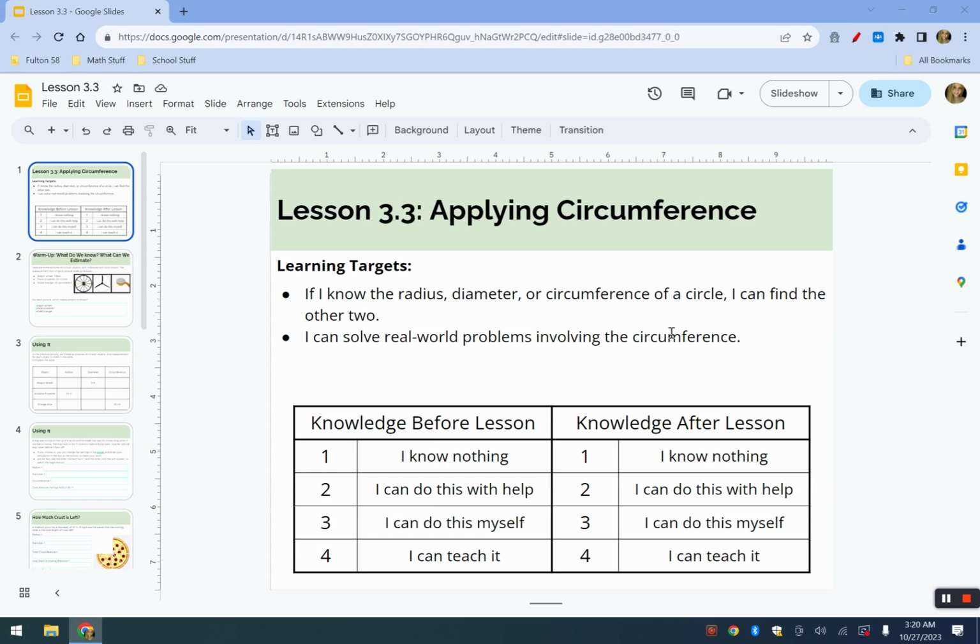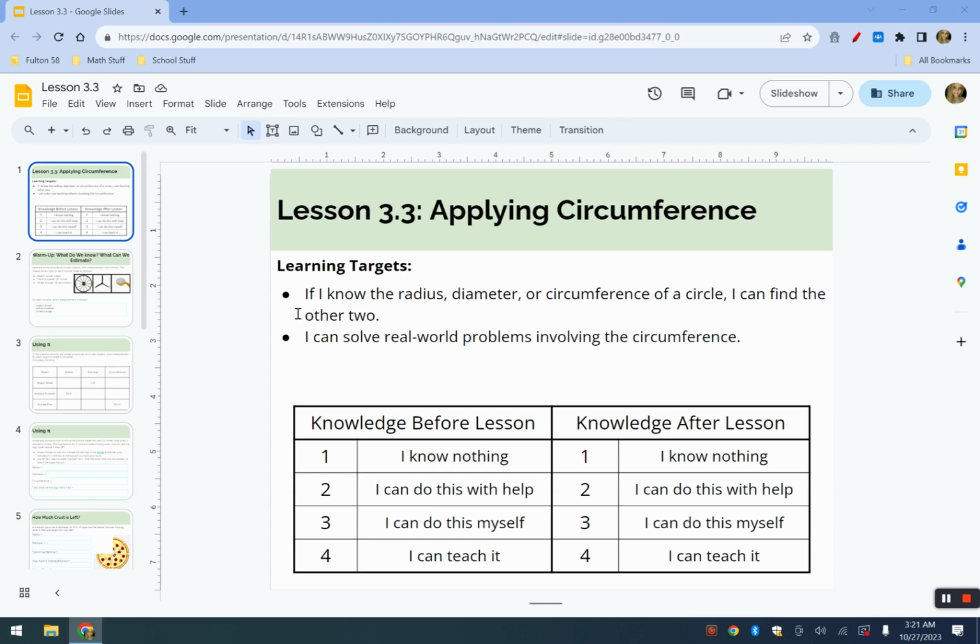So yesterday we learned about how to find the circumference of a circle, and so as a refresher, to find the circumference of any circle, you take the diameter, which goes completely across the middle of the circle, and you multiply it by pi, or 3.14.